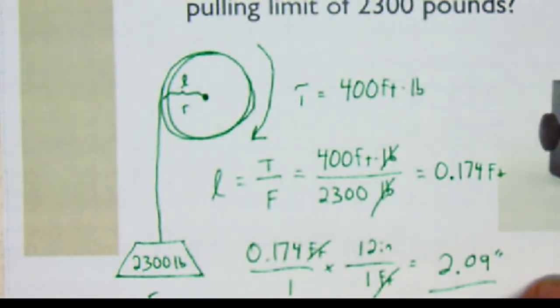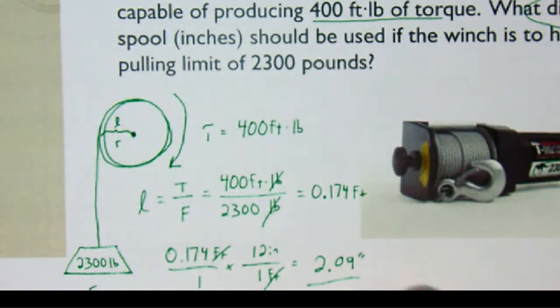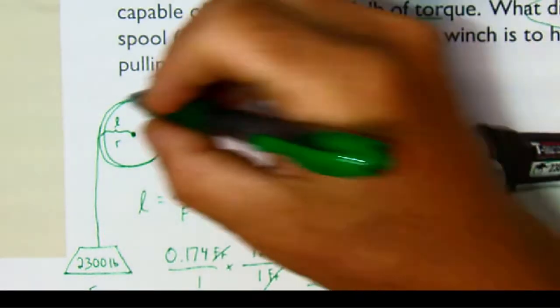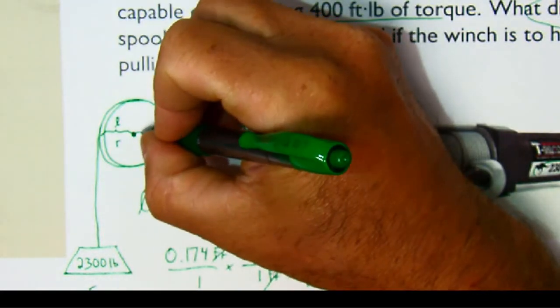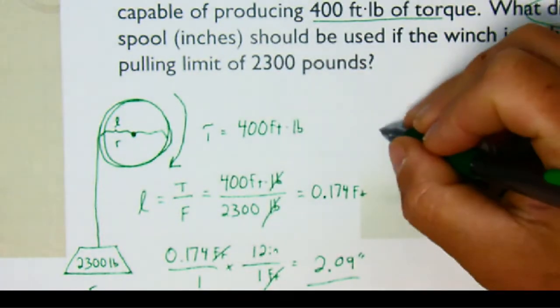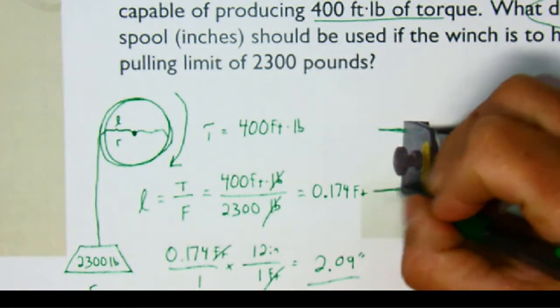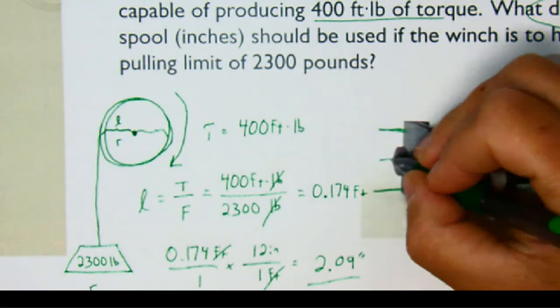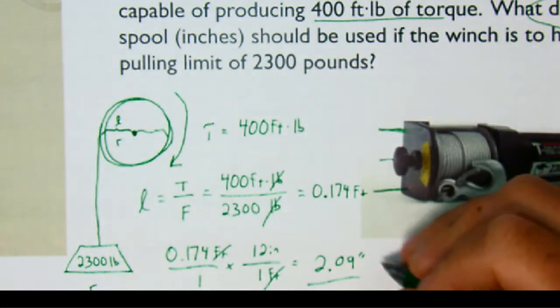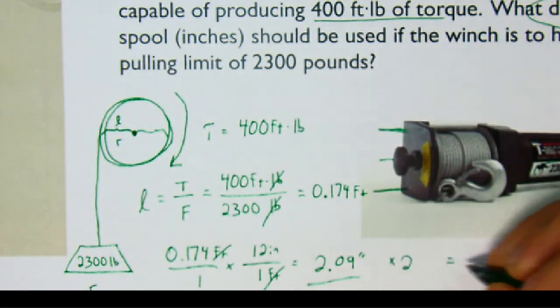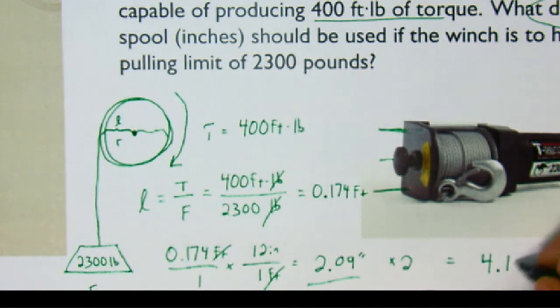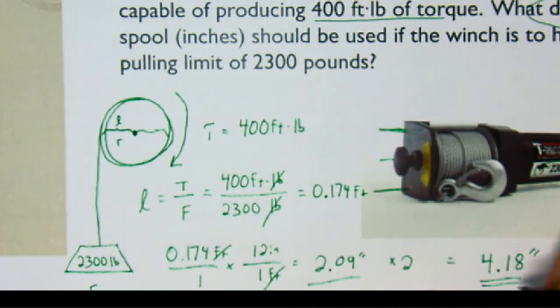The question is, what diameter of spool would we have? Diameter is the distance all the way across. So from the outer edge all the way across to the outer edge, that's going to be 2 radius values, or 2.09 times 2, and that gives us a diameter of 4.18 inches.